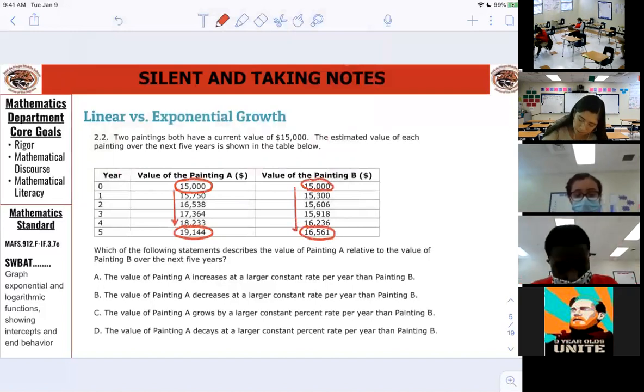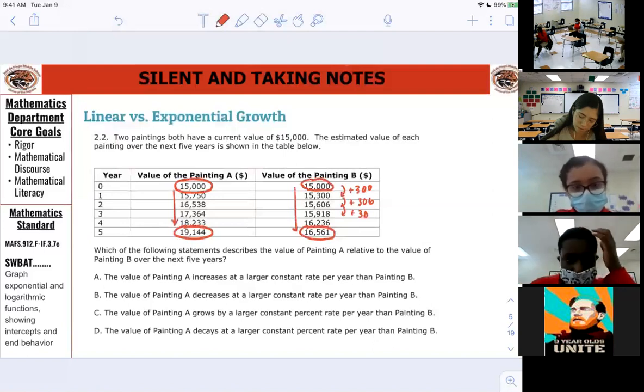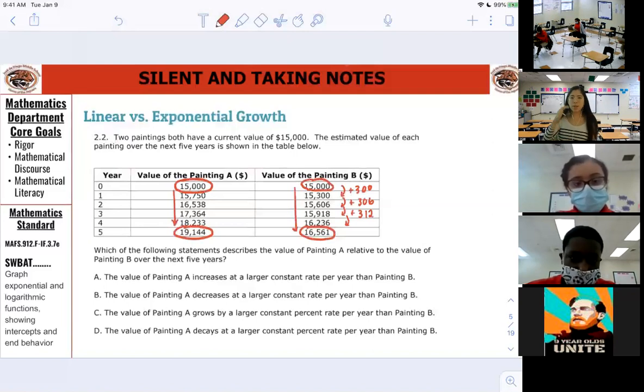With painting B, it's increasing slowly the whole time. If you actually look at the numbers, here I'm adding 300. Here I'm adding about 306. Here I'm adding 300 and what is that? 308. 312. Yeah, 312. So it's pretty much adding the whole time. It changes a little bit between each addition, but it's almost adding by the same amount.